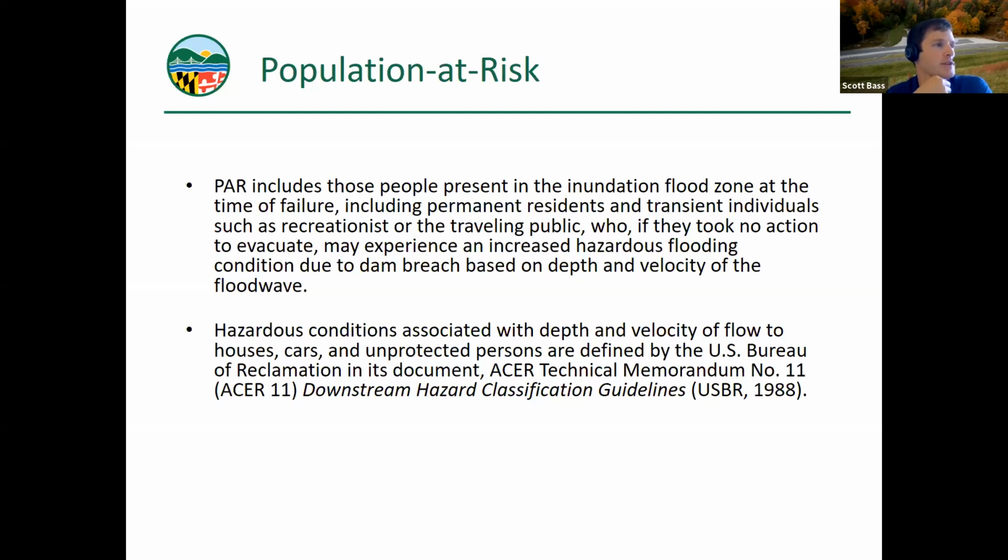And what is population at risk? This is commonly simplified to PAR. It includes those persons present in the inundation flood zone at time of failure, including permanent residents and transient individuals such as recreationists or the traveling public who, if they took no action to evacuate, may experience an increased hazardous flooding condition due to dam breach based on depth and velocity of the flood wave. Seems pretty straightforward to me, but I'll have to clarify a little bit.